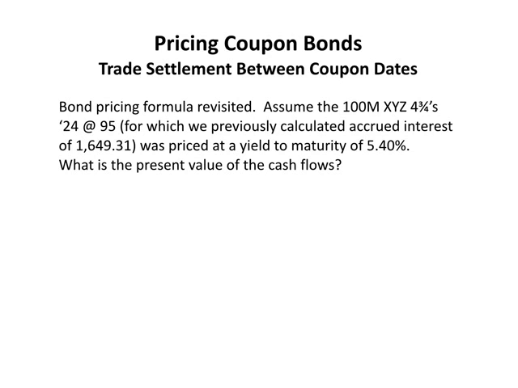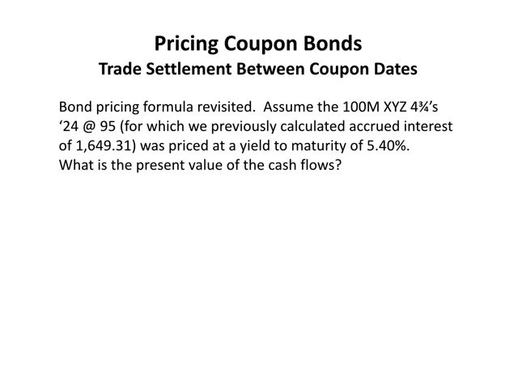Let's revisit the bond pricing formula, this time to see how the values used in the price calculation will be affected when applied to bond trades settling between coupon payment dates. Let's take the bond we had used to illustrate the calculation of accrued interest for the 30/360 day count convention. The $100,000 par value XYZ 4 3/4 of 2024 priced at 95% of par. That's the bond for which we previously calculated accrued interest of $1,649.31 for the June 17 trade that settled on June 20. Assume the bond price reflected a yield to maturity of 5.4%.